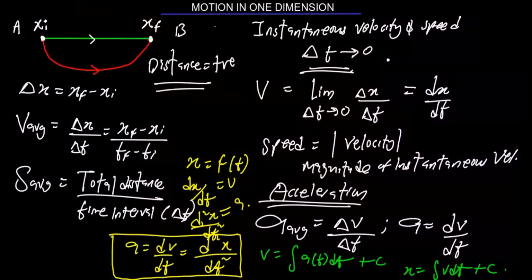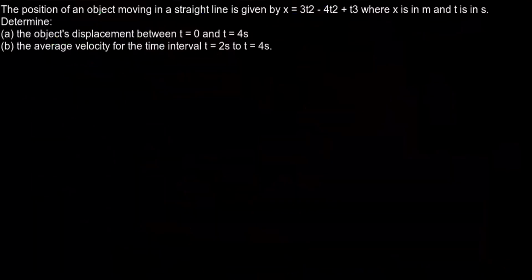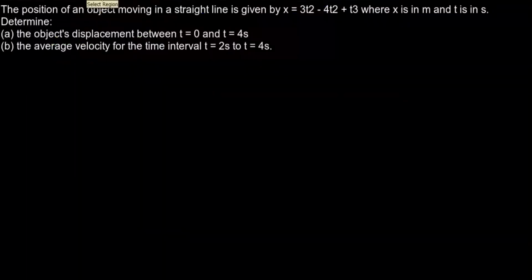So let's see some solved problems. Let's solve some problems. Now, the first one, they said the position of an object moving in a straight line is given as this. So solution: you have x equals 3t square minus 4t square. Oh sorry, 3t square minus 4t plus t cube.